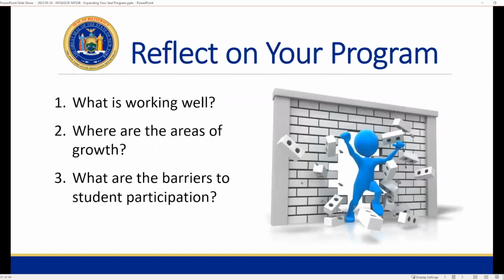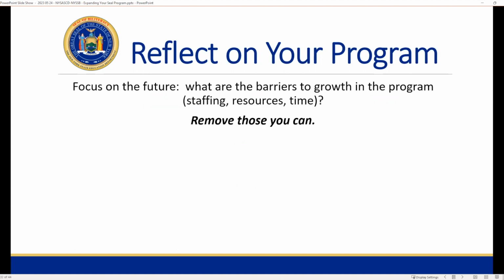So our next strategy for expanding your program is really reflecting on your program after you've done it for a year. What's working well? What are your areas of growth? Are there any barriers to student participation that you can identify and address? But you really want to focus on the future once you have at least 1 year under your belt. Think about what the barriers to growth in the program are. Is staffing an issue for you? Are resources or time or funds an issue for your program to grow? Identify which of those barriers you can remove, and then which are the ones you're just going to have to work around. I'm going to give you a couple of examples here.